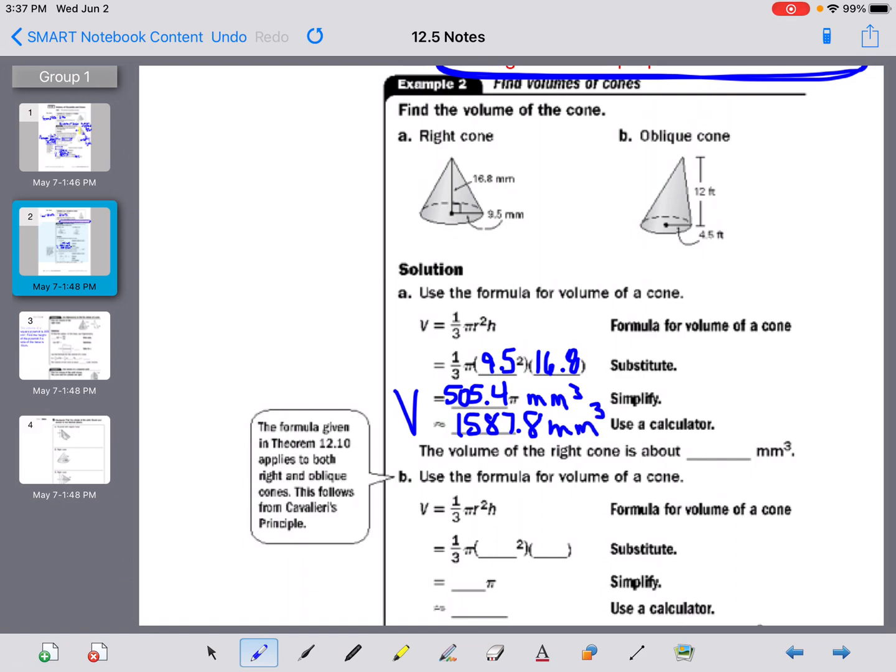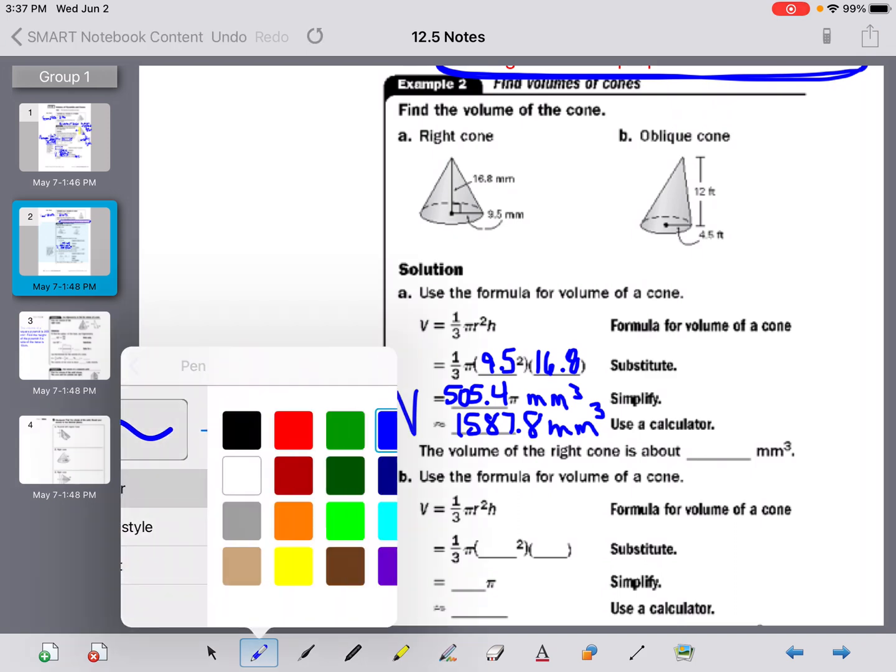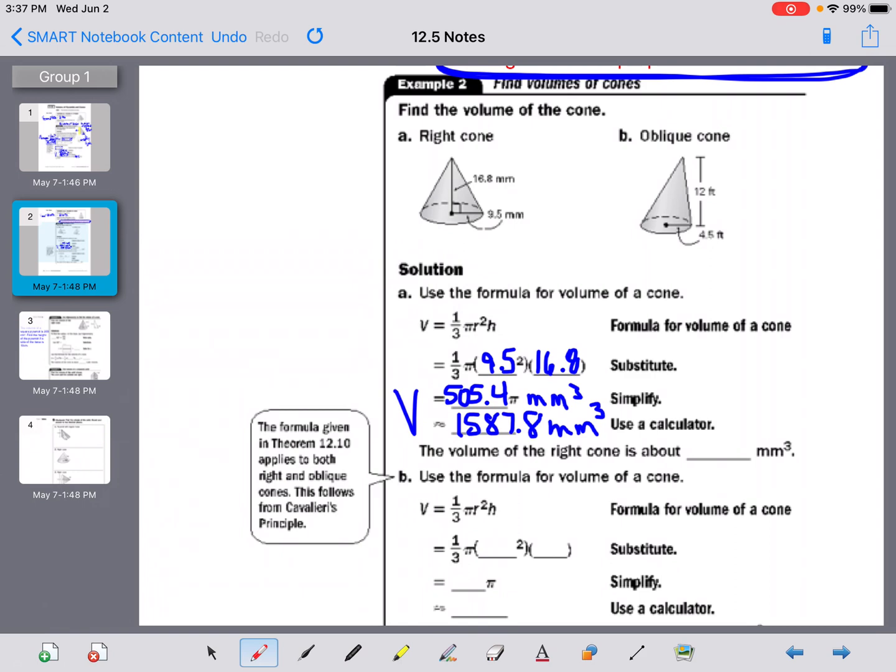All right, second one, it's an oblique cone, but it's okay that it's oblique as long as the height is perpendicular to the base. So once again, I use the same formula, 1/3 pi r squared h. 1/3 times pi, my radius this time is 4.5. I'm going to square that times the height, which is 12. And again, watch your order of operations. Make sure 4.5 gets squared first, times your 12, divided by your 3, and I get 81 pi. That's my exact volume in feet cubed.